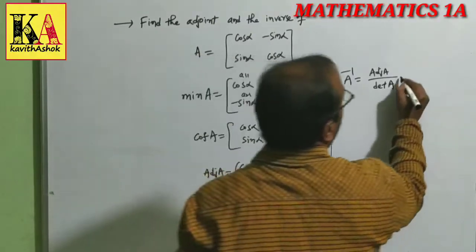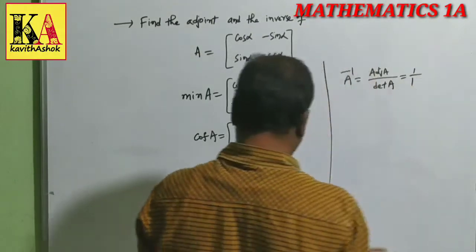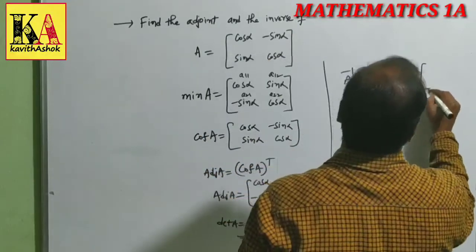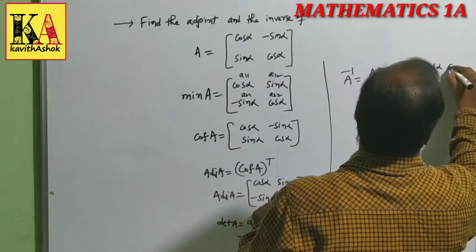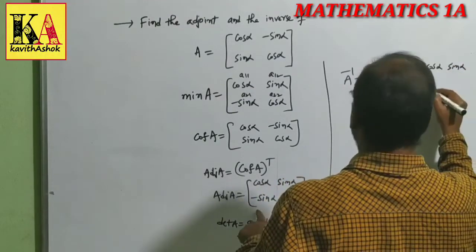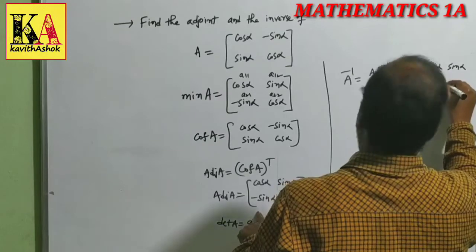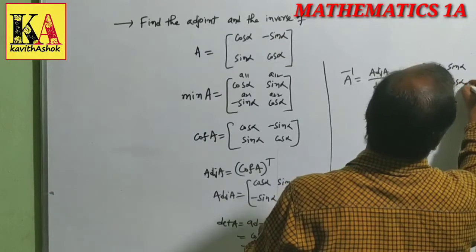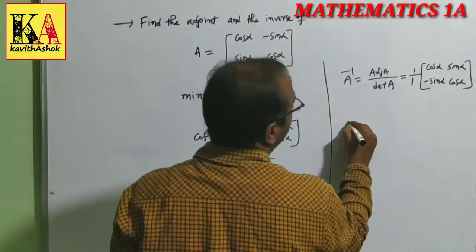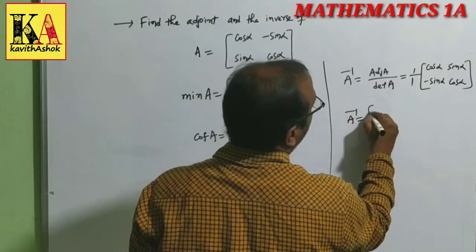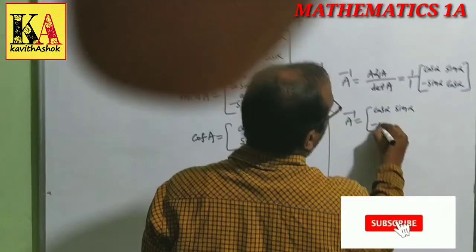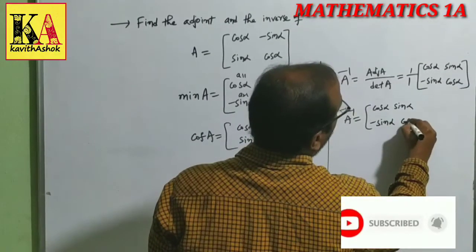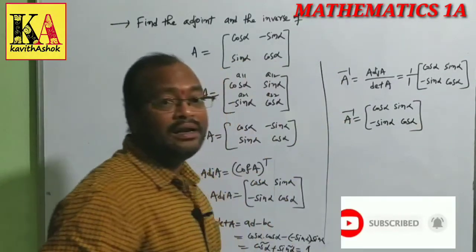So now what will it become? 1 by the determinant value, which is 1, and the adjoint of A is cos alpha, sin alpha, minus sin alpha and cos alpha. So 1 by 1 means there is no change. A inverse is equal to cos alpha, sin alpha, minus sin alpha and cos alpha. Like this we can calculate A inverse.